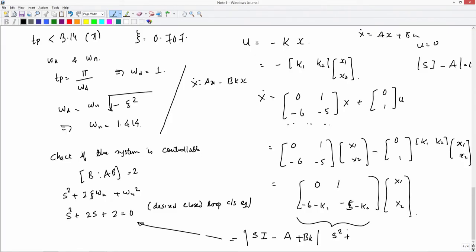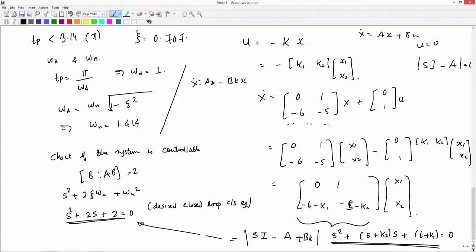S square plus (5 plus k2) times S plus (6 plus k1) is 0. So, I have to solve for k1 and k2. How should this look like? Well, this should exactly look like this.